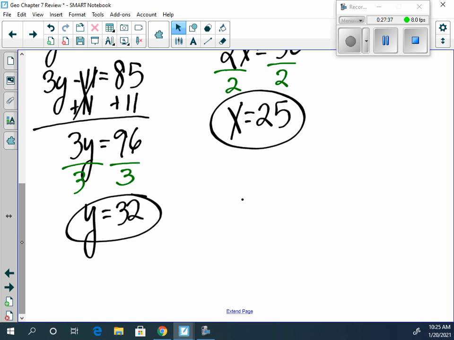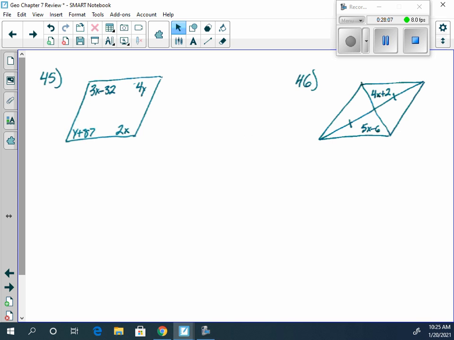Any other questions on 43 through 48? Any one of those in particular you all want to look at? A lot of those there, it's just matching up what's congruent. Matching up what is going to be congruent for each parallelogram. Are we good to move on to the next set? Yes.